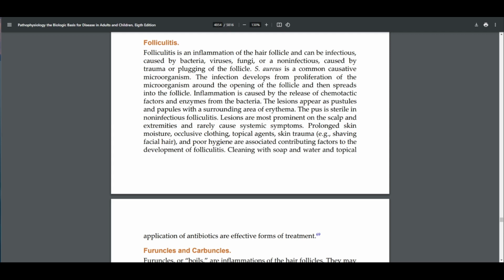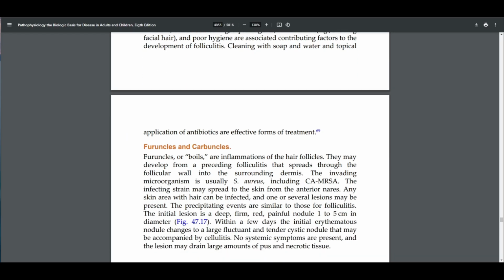The lesion appears as pustules and papules with a surrounding area of erythema. The pus is sterile in non-infectious folliculitis. Lesions are most prominent on the scalp and extremities and rarely cause systemic symptoms. Prolonged skin moisture, occlusive clothing, topical agents, skin trauma, and poor hygiene are associated contributing factors to the development of folliculitis. Cleaning with soap and water and topical application of antibiotics are effective forms of treatment.